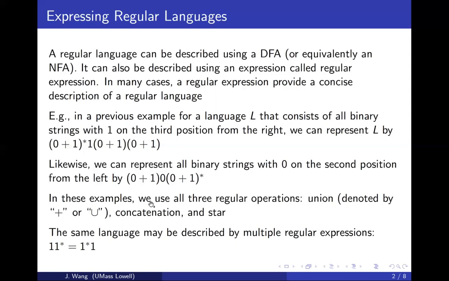So in these examples, we use all three regular operations. We use a union, which is plus. Of course, we can also use this notation. And we use concatenation. So this is the first position, second position, so here is a concatenation. And of course, we use a star. So the same language may be described by multiple regular expressions. For instance, 1 1 star is equal to 1 star 1. In other words, regular expressions may not be unique, but they represent the same language.